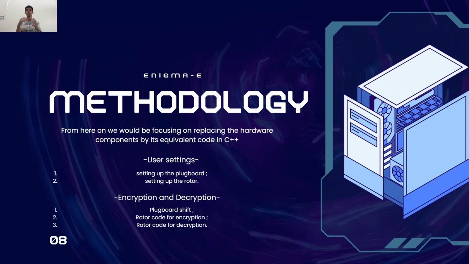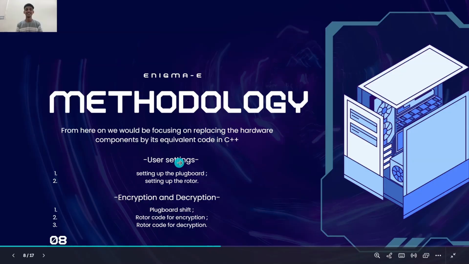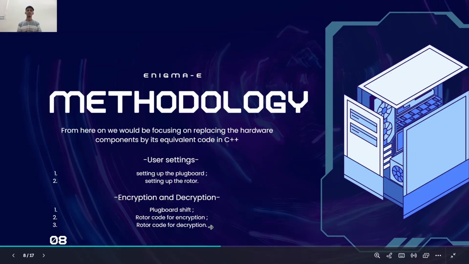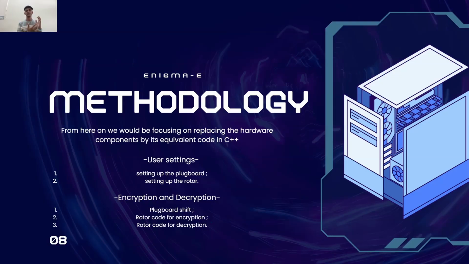So first of all, we have to set up the rotor and the plug board as well. Then when it comes to the interesting part, that is the encryption and decryption, we have the plug board shift, rotor code for encryption and rotor code for decryption. Why exactly are those two different? Because if you look at the old Enigma, there was no such code, but the working of encryption and decryption was the same because it was symmetric, as just discussed before. Since this one is not symmetric, there are two different codes.